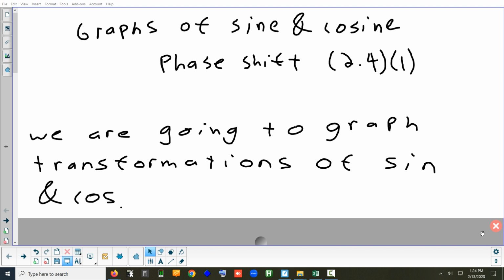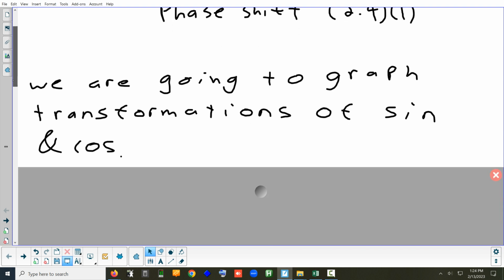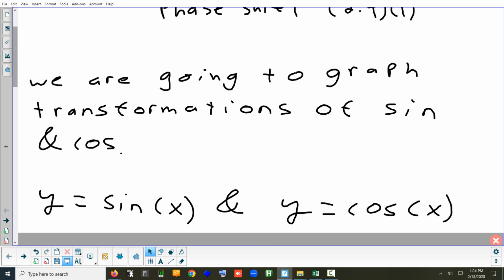So sine and cosine are the 2 graphs that we're going to focus on. But first, I want to show you what they look like, and then I'll put up a graph of tangent or some of the other ones. But these are the 2 that we're going to really look at. All right, let's put it in.